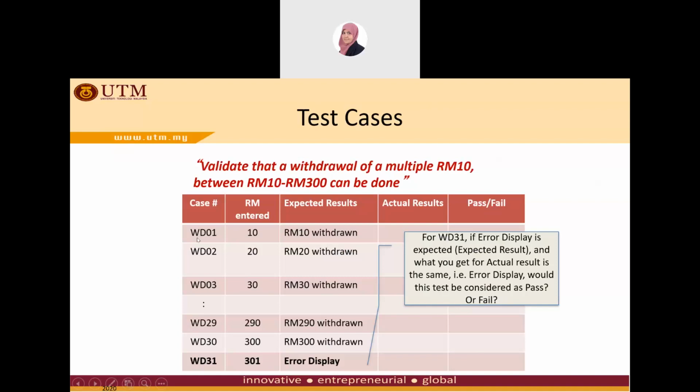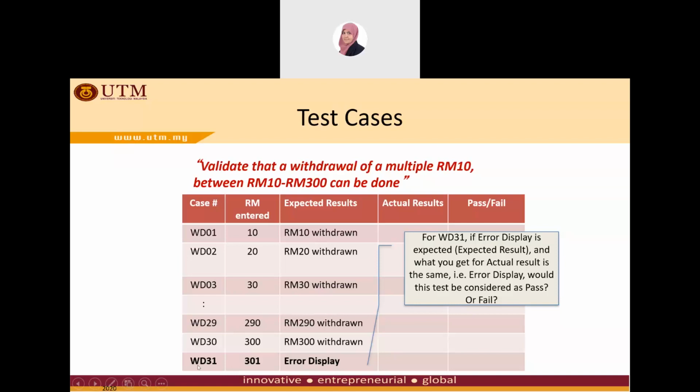So for example, case 1, withdrawal 01, you just give a code or the ID for the case. The input will be 10 ringgit. What do we expect? We expect 10 ringgit will be withdrawn. The actual result, we don't know until we execute. And so on for 20 ringgit, 30 ringgit, up to 300 ringgit.